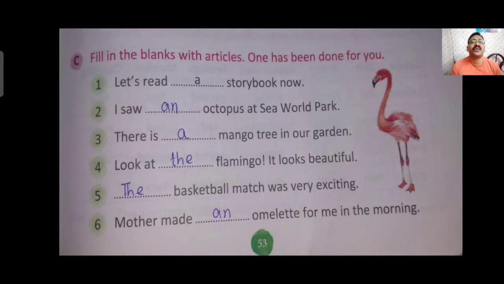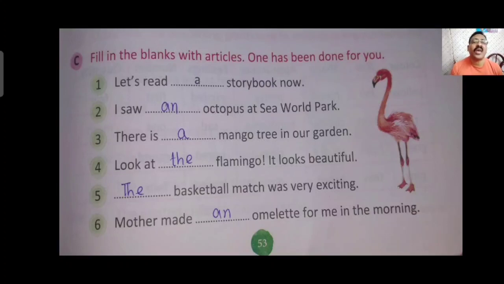Next comes C. Fill in the blanks with articles a, an and the. These three articles will be used in the blank spaces. First one, let's read a storybook. Storybook, S is a consonant, so a is used before it. I saw an octopus at Sea World Park. Here octopus, O is a vowel, that's why an is used before it.